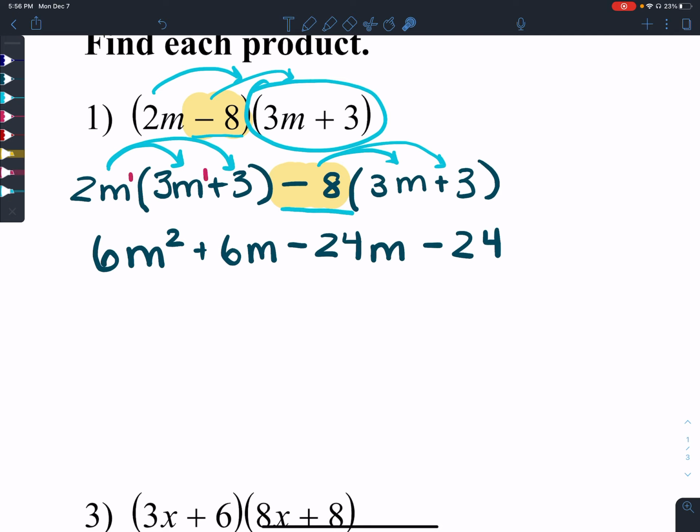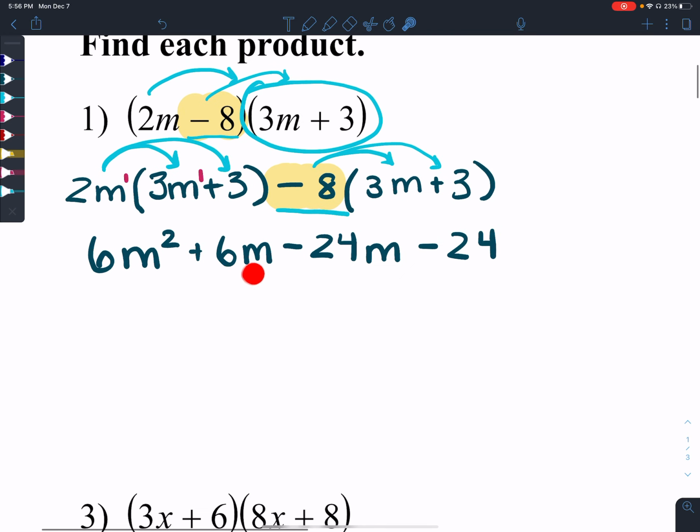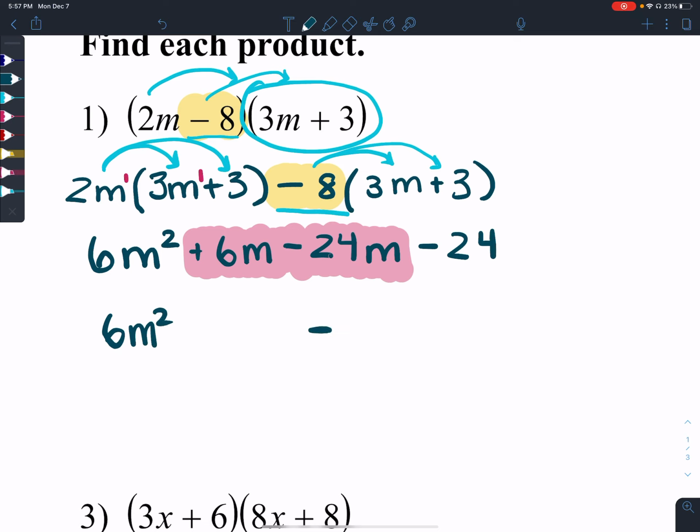Now we just need to check, do we have any like terms to collect? Over here, this is an m squared. That's by itself. There are no other m squareds in the expression. Over here in the middle, we have 2 m terms. I'm going to use a different color because that yellow we were using was for a negative 8. So here, plus 6m and minus 24m. Those are both m terms. Negative 24, there's no other, just lonely number terms. So 6m squared we rewrite, minus 24 we rewrite, and now we have to put these two together.